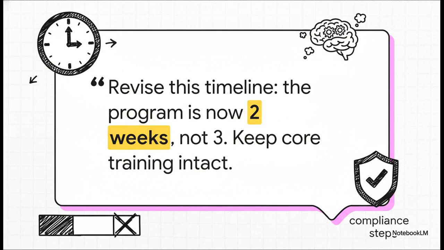And here's a perfect example of that. This prompt works so well because it's super clear about the new deadline, 2 weeks instead of 3, but it also protects the most critical parts by telling the AI to keep the core training and compliance steps. See, it gives the AI clear guardrails to work within.